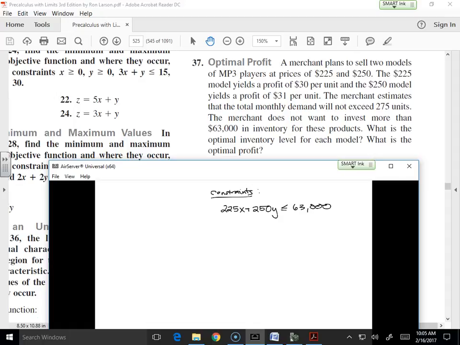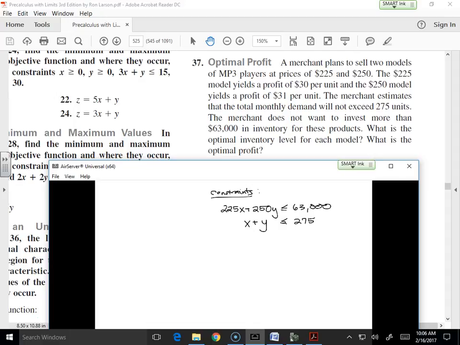Okay. What else? For profit. Yeah, but I don't think it tells us a limitation on the profit, does it? I see this "will not exceed." What's that thing about? Like x plus y will be less than or equal to 275. However many people will buy for that month, however many X's and however many Y's, he doesn't see it exceeding 275 units. Okay, good.